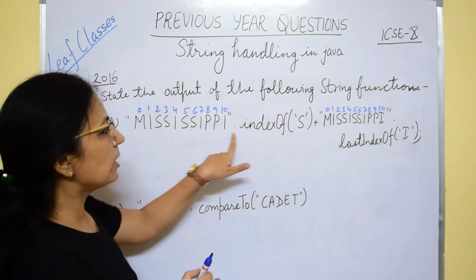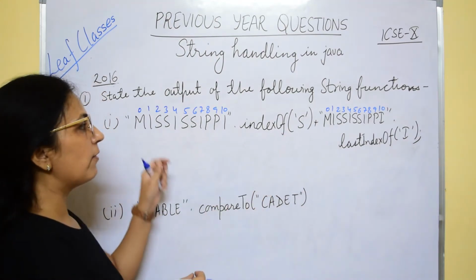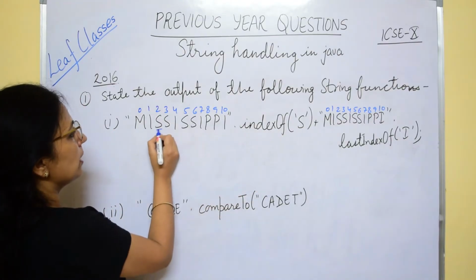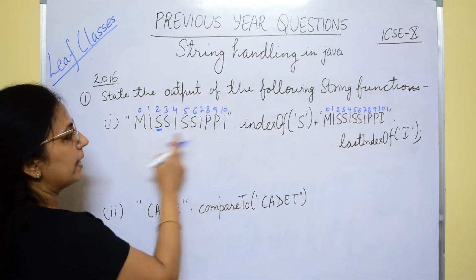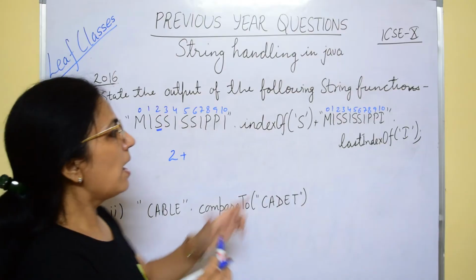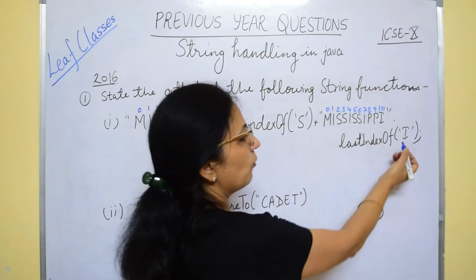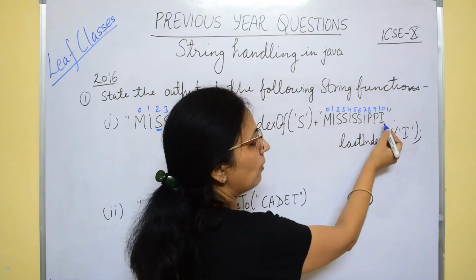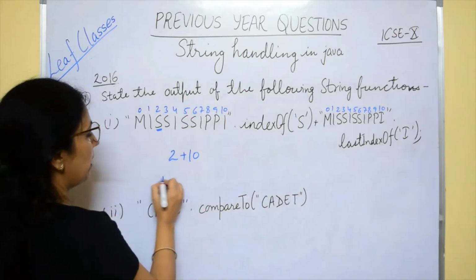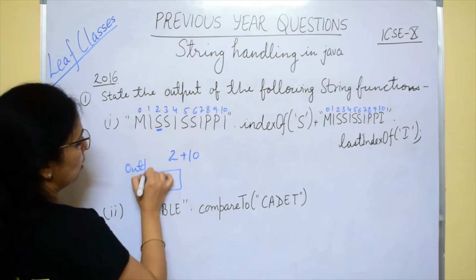So Mississippi dot index of S. The index of function gives you the first index number of the occurrence of this character. So it is 2, the first time S appears in the string, that is 2, plus this plus sign. Then Mississippi dot last index of I. The last occurrence of I is at index number 10. So the answer of this will be 10. So you will write the output like this.